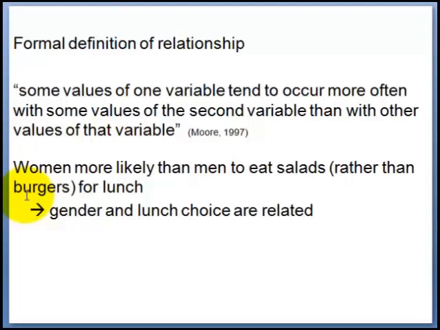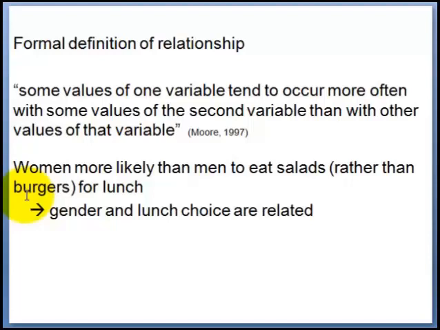Think of an example used in Chapter 1. Height and being tall tend to go together. Tall occurs more often with male. Shorter, relatively speaking, occurs more often with female. So there again, and this is both the intuitive and formal notion of relationship, gender and height are associated.